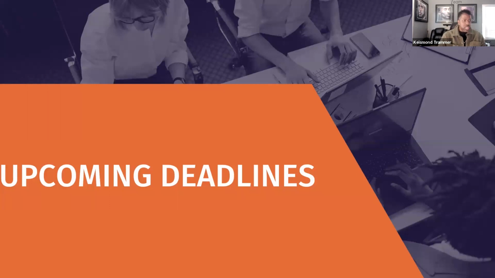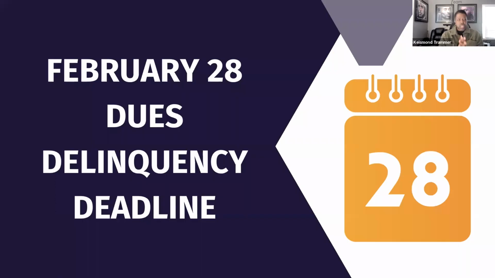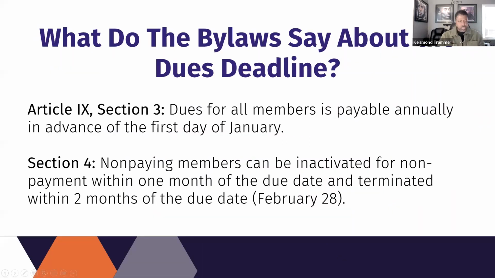All right, so let's talk about the upcoming deadlines. As you know, the February 28 dues delinquency deadline is fast approaching. It is actually next week, Tuesday, I believe. So let's talk about what the bylaws say about the dues delinquency deadline. Well, it says dues for all members is payable annually in advance of the first day of January. Section 4 says non-paying members can be inactivated for non-payment within 1 month of the due date, and then terminated within 2 months of the due date. And so that would be February 28th.